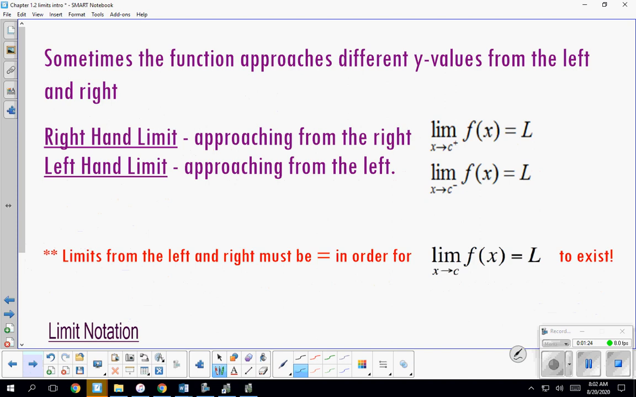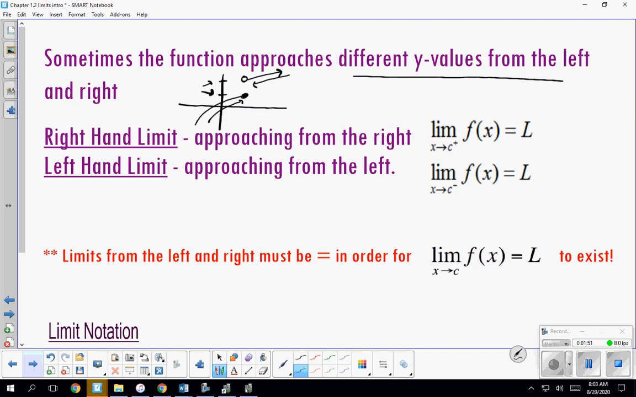So sometimes we'll look at a function that approaches different y values from both the left and the right. So that would be something that would be a piecewise function. Maybe it looks like this, and up here maybe it looks like that. So as we come in from the right and as we come in from the left, it approaches two different y values. We can't just pick our favorite, so in that case the limit would not exist.